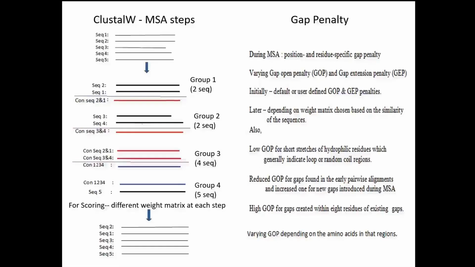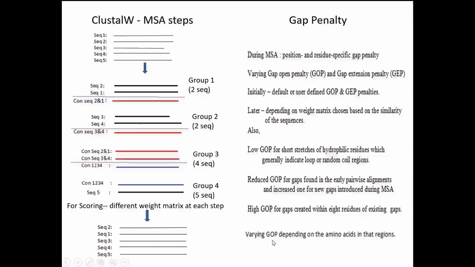Likewise, reduced GOP is given for gaps found in early pairwise alignment, and increased GOP is given for new gaps introduced during MSA. High GOP is given for gaps created within 8 residues of existing gaps. This is done to avoid gaps which will be created very near to each other.